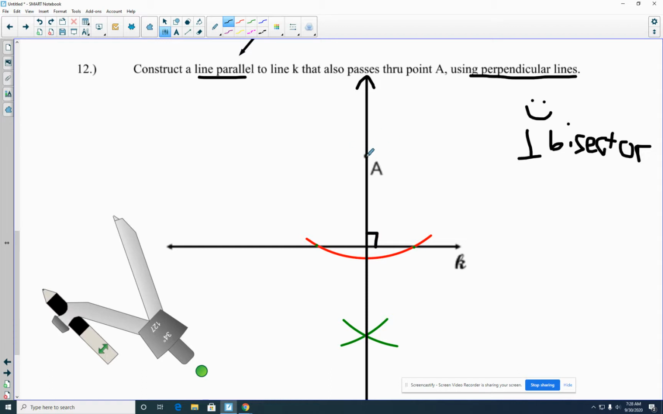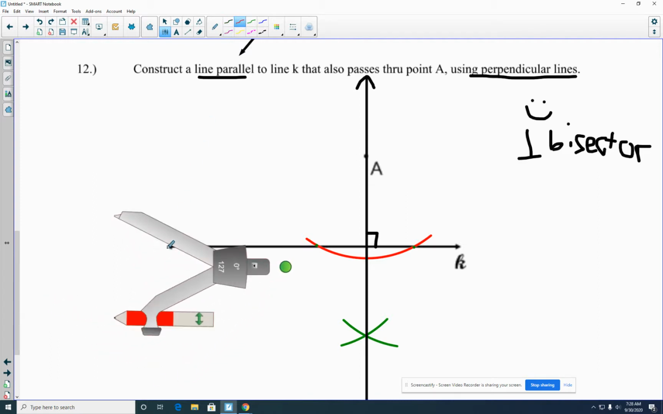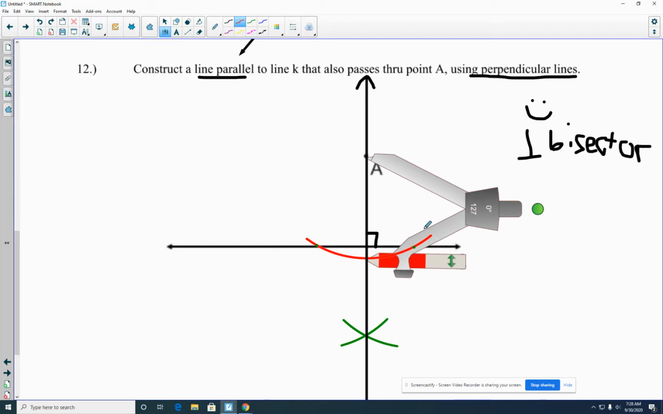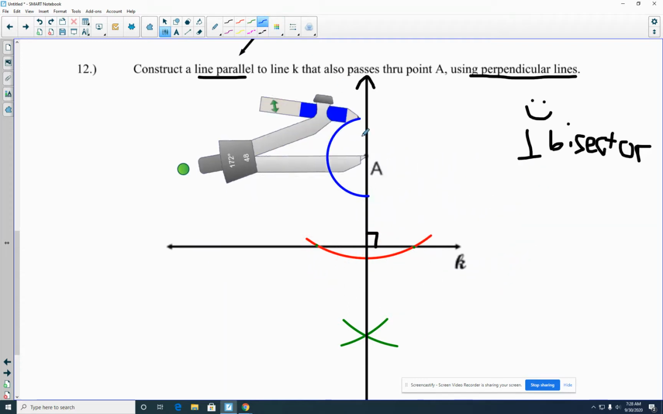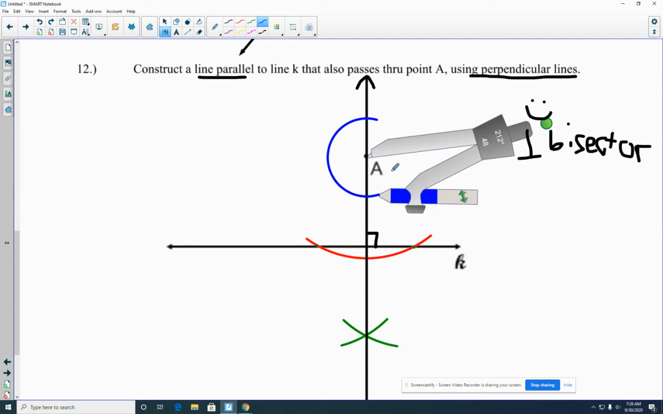I also need now a line perpendicular to A. So I'm going to do the smiley face and perpendicular bisector construction again, except now, when I put it on A, I'm going to actually shorten this up a little bit. Swing my smiley face, and actually like a full half circle almost. Okay, and now I'm going to use this point and this point, and now do the perpendicular bisector.